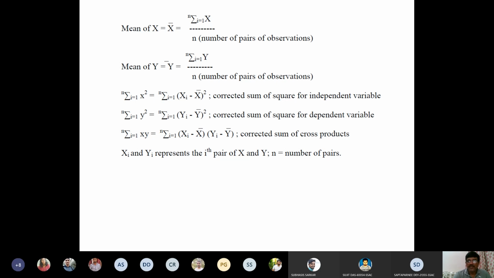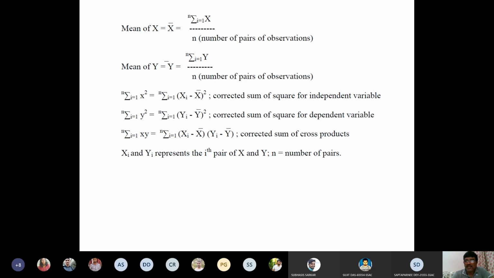Then you need to calculate the corrected sum of squares. Three different corrected sums of squares: one is against the mean of x, one against the mean of y, and their cross products. So the first one is summation x square, where small x is equal to xi minus x bar. From the different levels of input, x1, x2, x3, you need to subtract the mean and square this value and make the total of all the squares. It will give you summation x square.